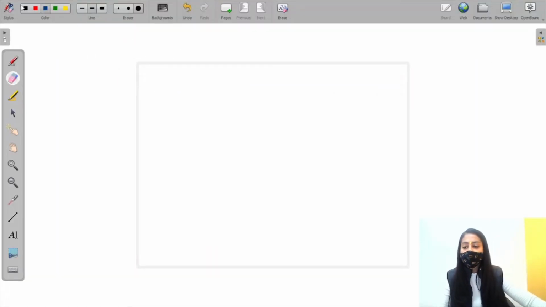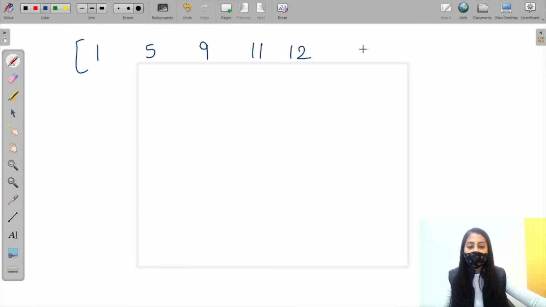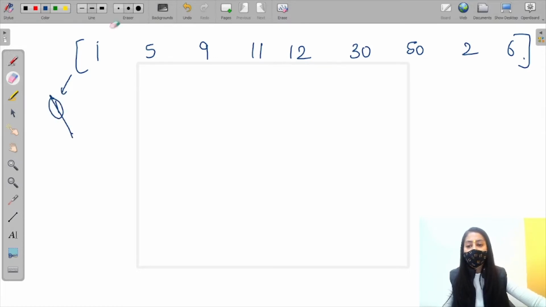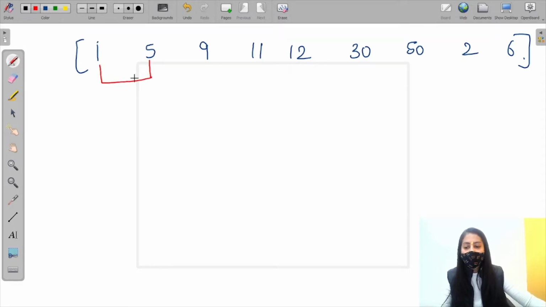So for example, you are given an array. The lengths given are 1, 5, 9, 11, 12, 30, 50, 2, 6, right? So these elements are representing the length of the stick. So you are having a stick of length 5, a length 1, a length 9, a length 11, and so on, right? So you have to combine all the sticks into a single stick and you have to find the minimum cost, right?